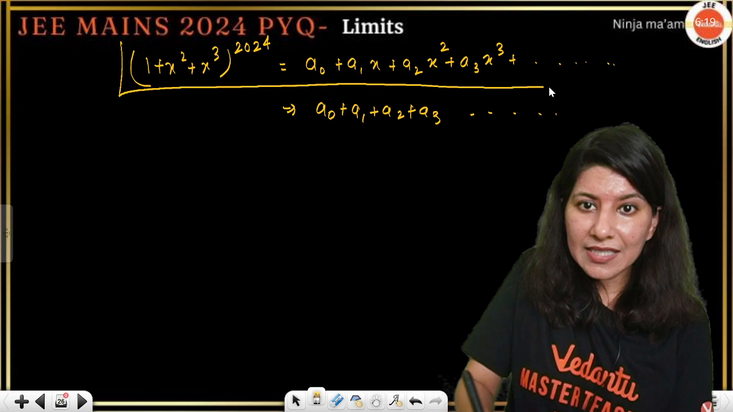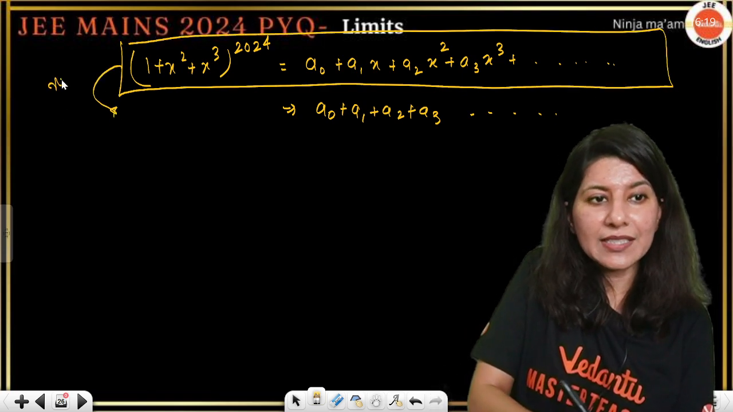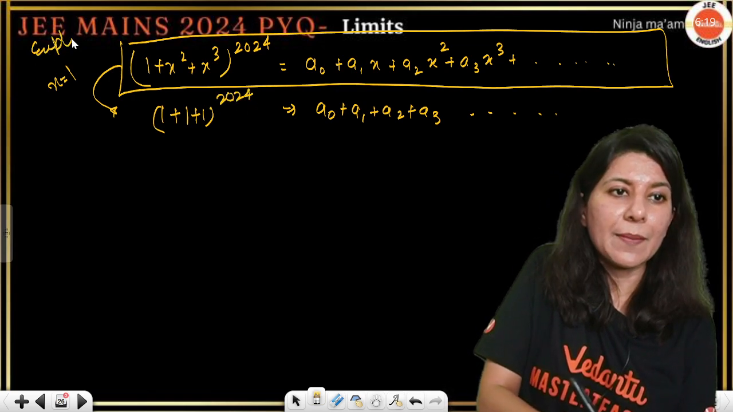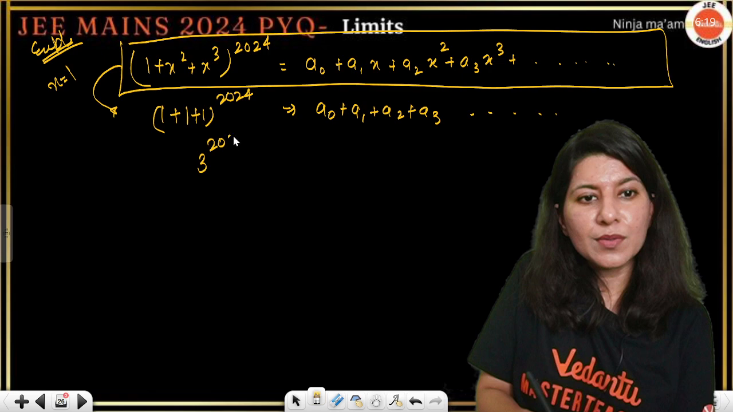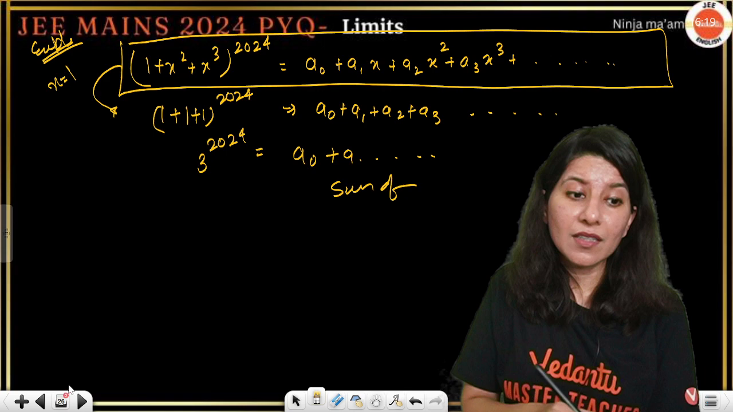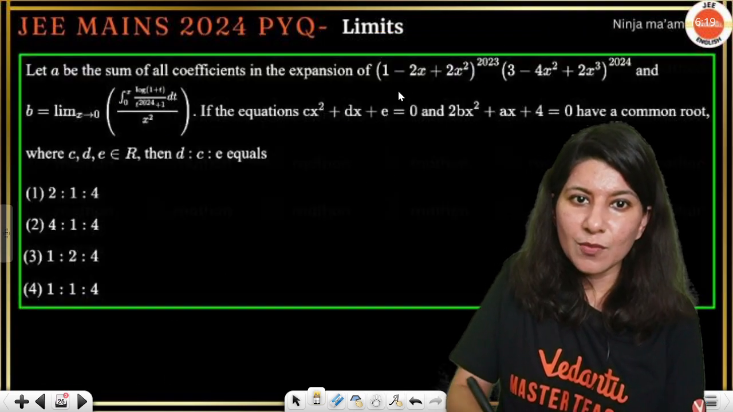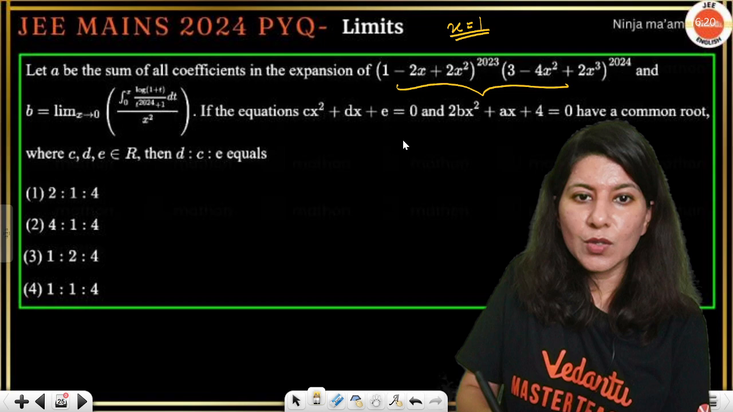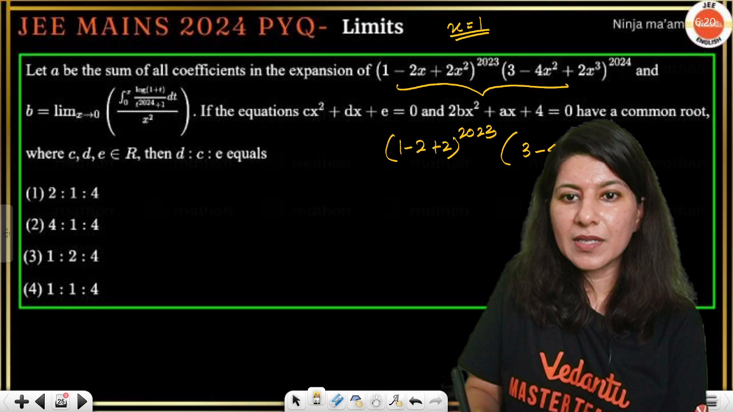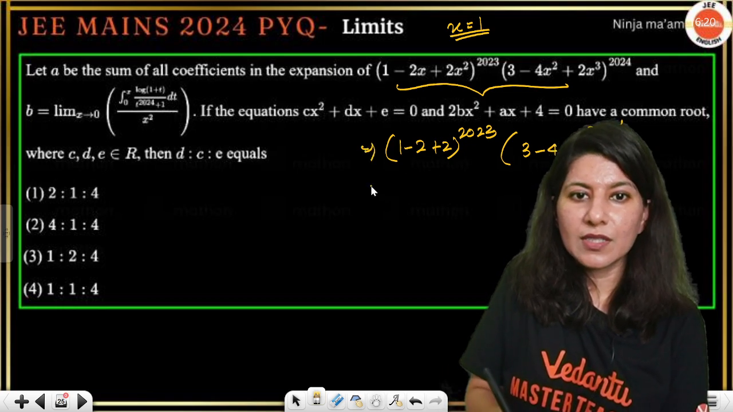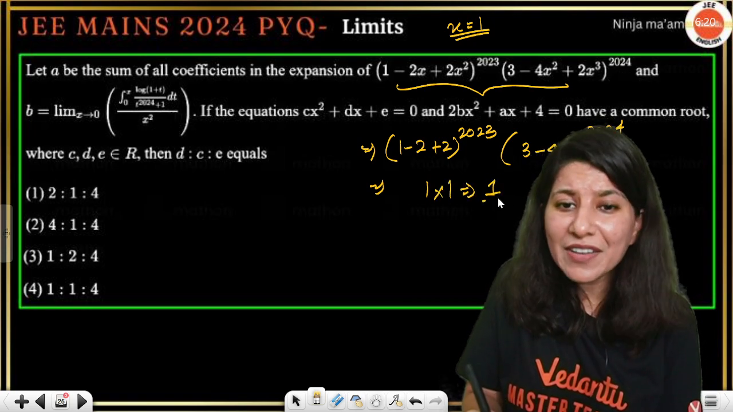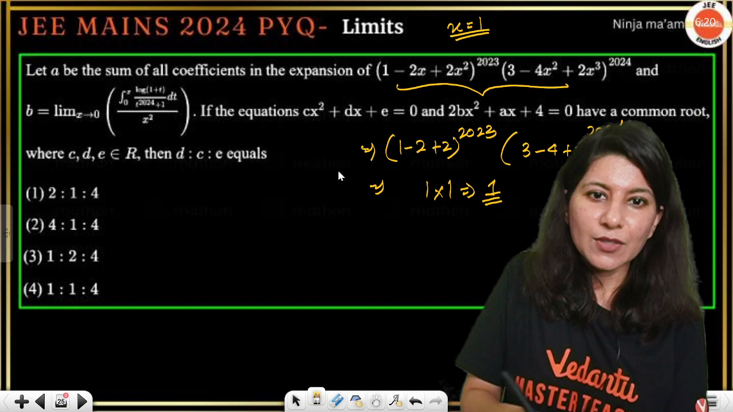So to get this, in this equation, if you put x equals to 1, you will get this only. Put x equals to 1. So you'll get 1 plus 1 raised to power 2024. This is a different example, right? So 3 raised to power 2024 is equals to sum of coefficient. Sum of coefficient you will get the moment you put x equals to 1 in your expression. This is the trick. You will get 1 minus 2 plus 2 raised to power 2023 and 3 minus 4 plus 2 raised to power 2024. So this is going to become 1 raised to power 2023 and this is again 1. So sum of coefficient is very easy, 1. That's it. Okay. So A is 1.